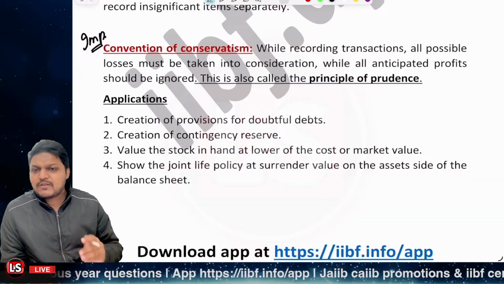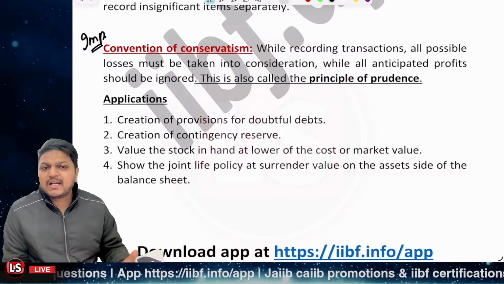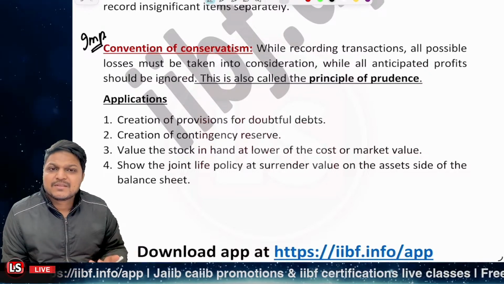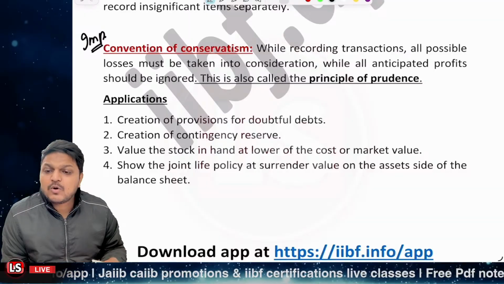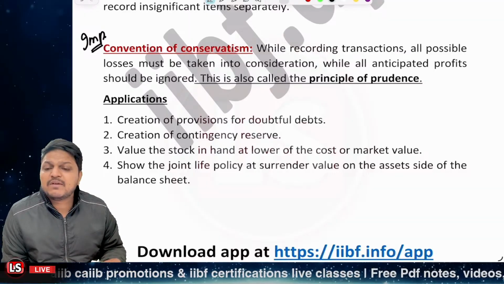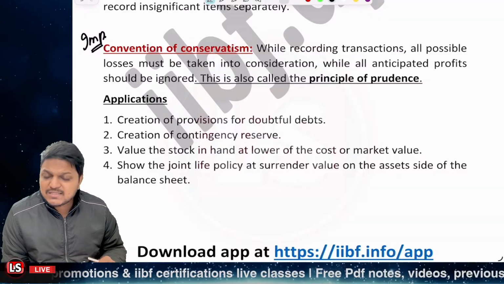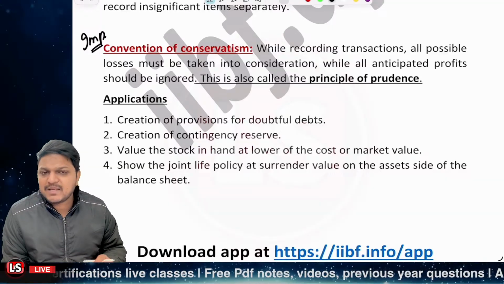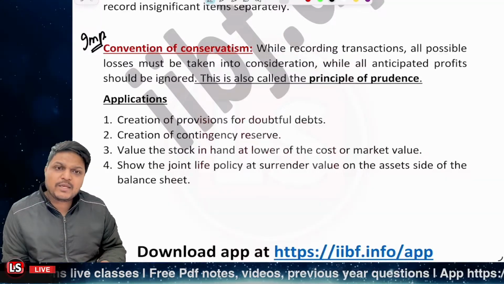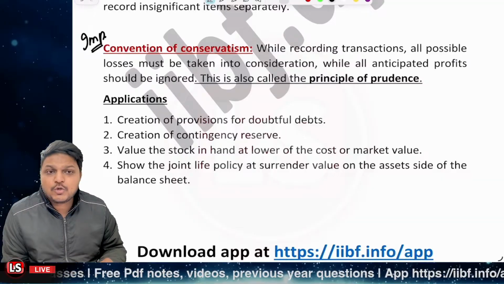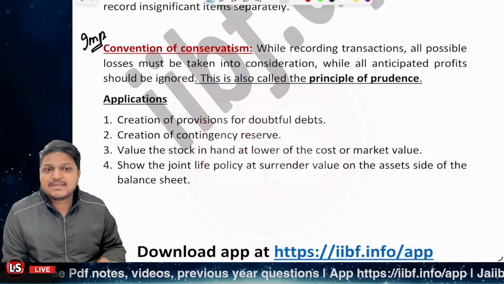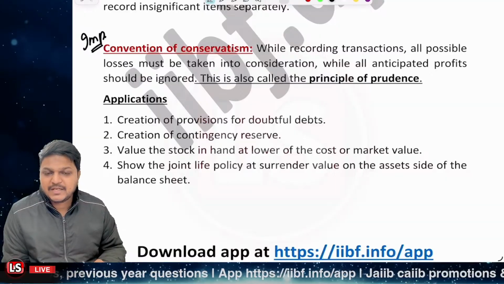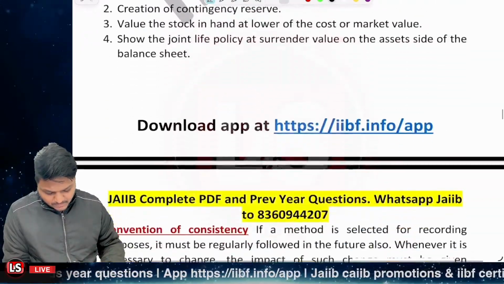So contingency reserves and provisions are basically due to the convention of conservatism only, because it clearly says if there is going to be any future gain, it should not be considered, but if there is going to be any future loss, it should be considered. This is said to be the principle of prudence, right? So that's very much important.